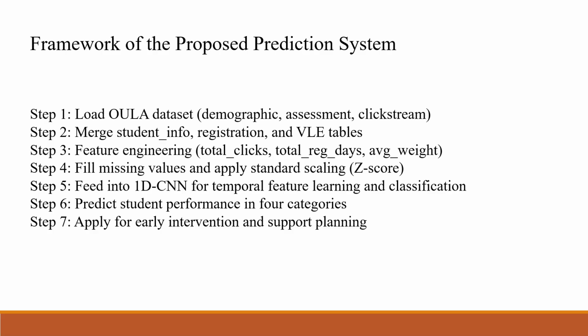After pre-processing, the structured data are fed into a 1D CNN model. This model learns temporal patterns across the time dimension to classify student performance into four categories: distinction, pass, fail, and withdrawn. Finally, the predictions are used to support early intervention strategies, allowing educators to identify at-risk students in the early stages of a course and offer timely support.